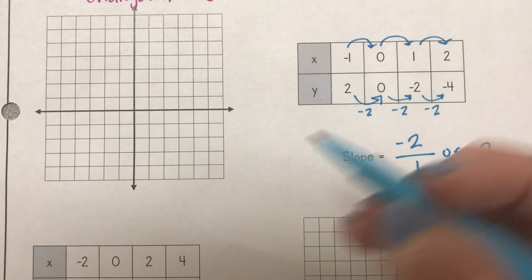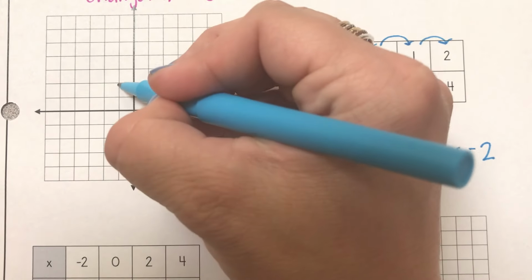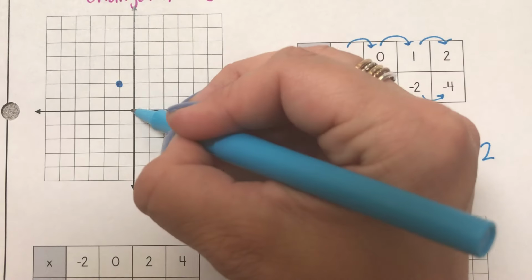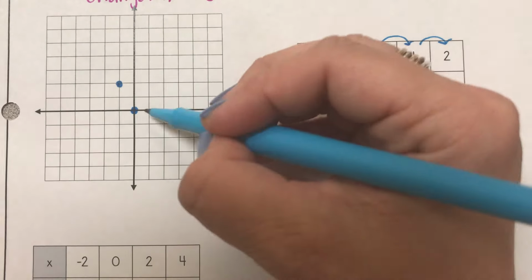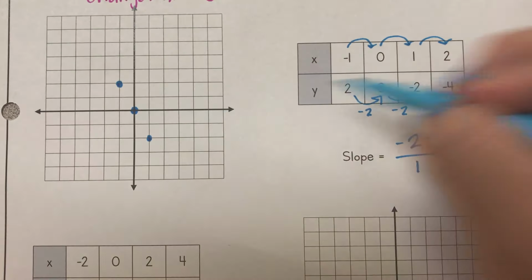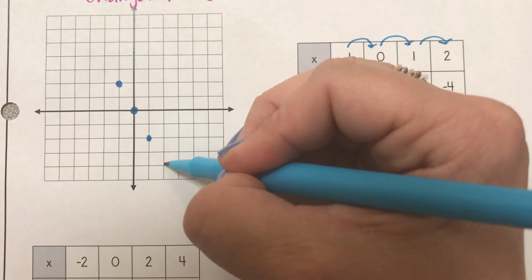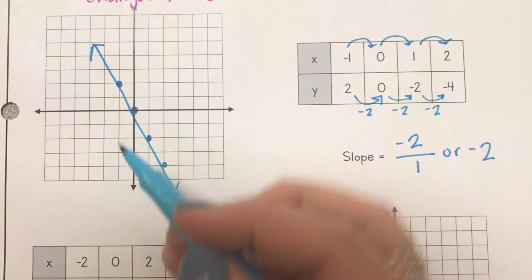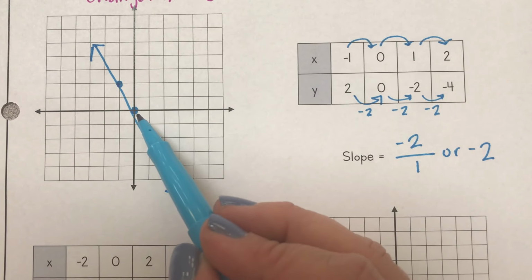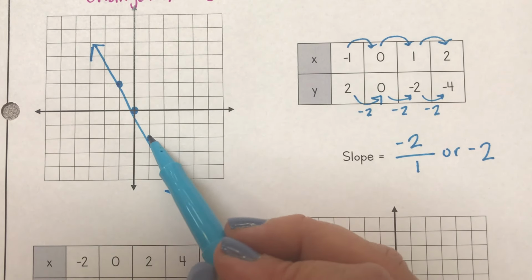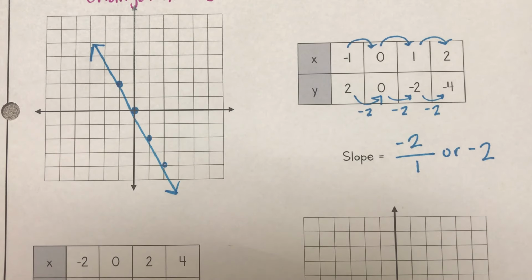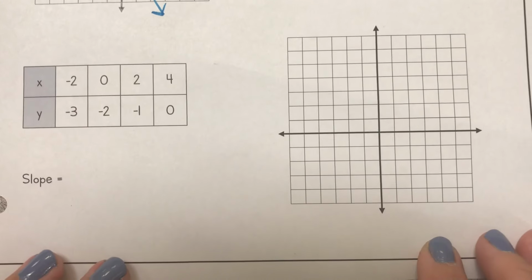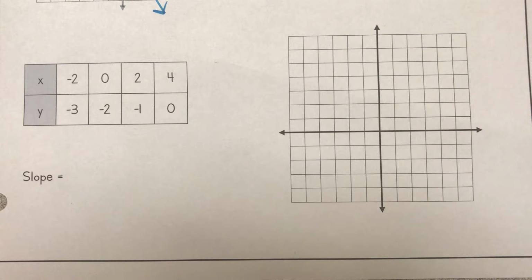So let's plot our points. I have the point negative 1, 2, 0, 0, 1, negative 2, and 2, negative 4. Here's my line. Slope Dude going left to right is going down 2 over 1. So why don't you pause it and come do this last one, and then unpause and see if you got it right.